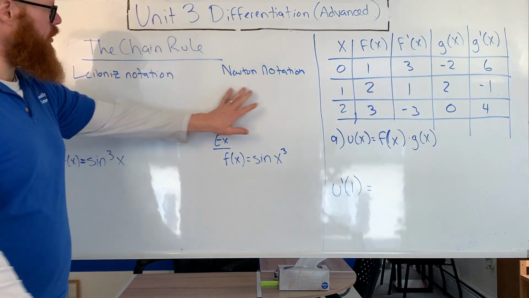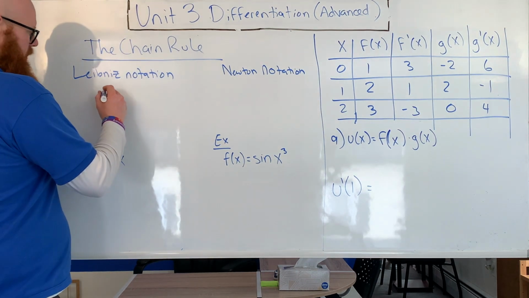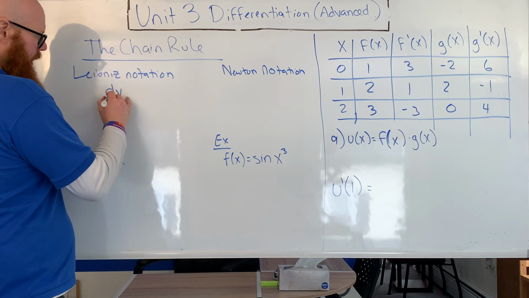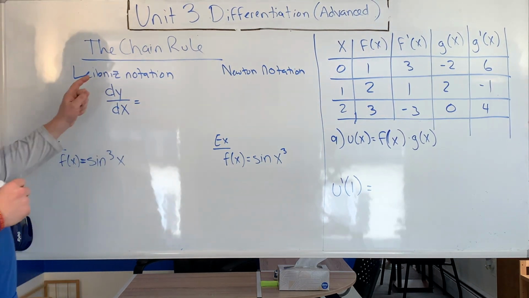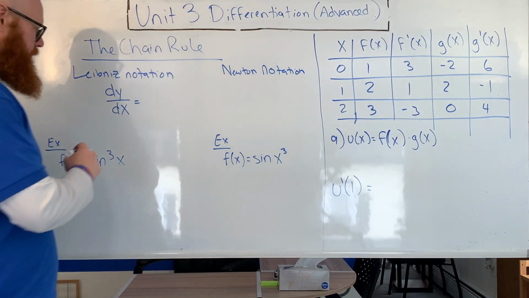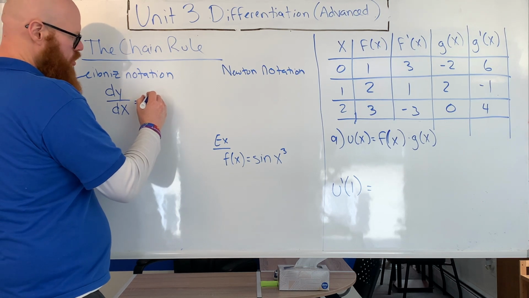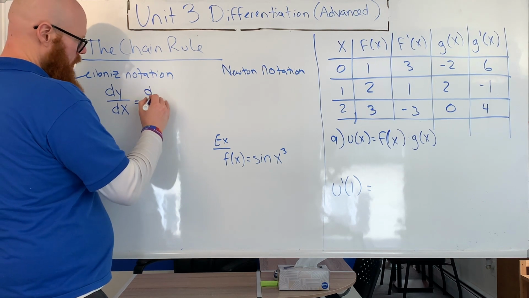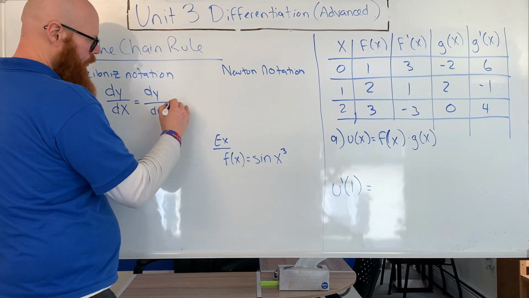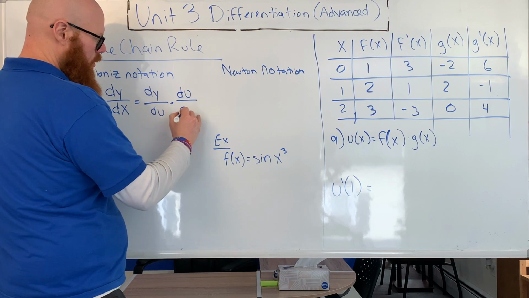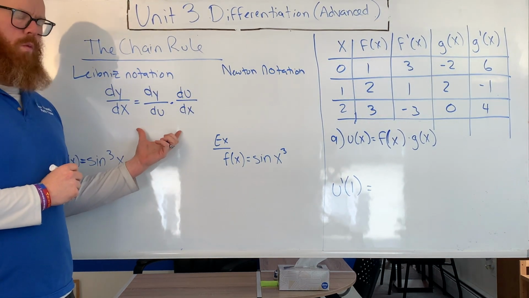We're going to look at two different notations. One of them is the Leibniz notation, which is going to look something like this. When you have a function defined as y equals and you want to find the derivative of it, we write dy dx, which is the derivative of y with respect to x. The way it works with Leibniz notation is we take the derivative of y with respect to u multiplied by the derivative of u with respect to x. This is one way that we do it.